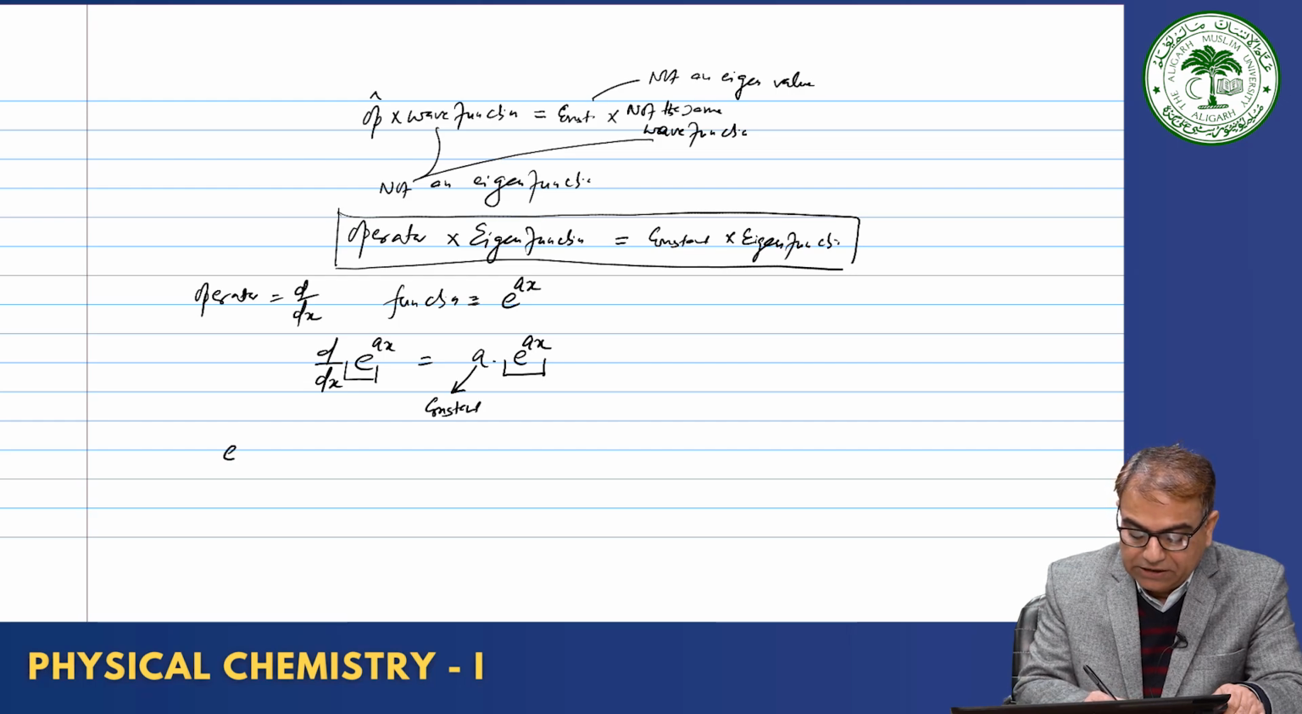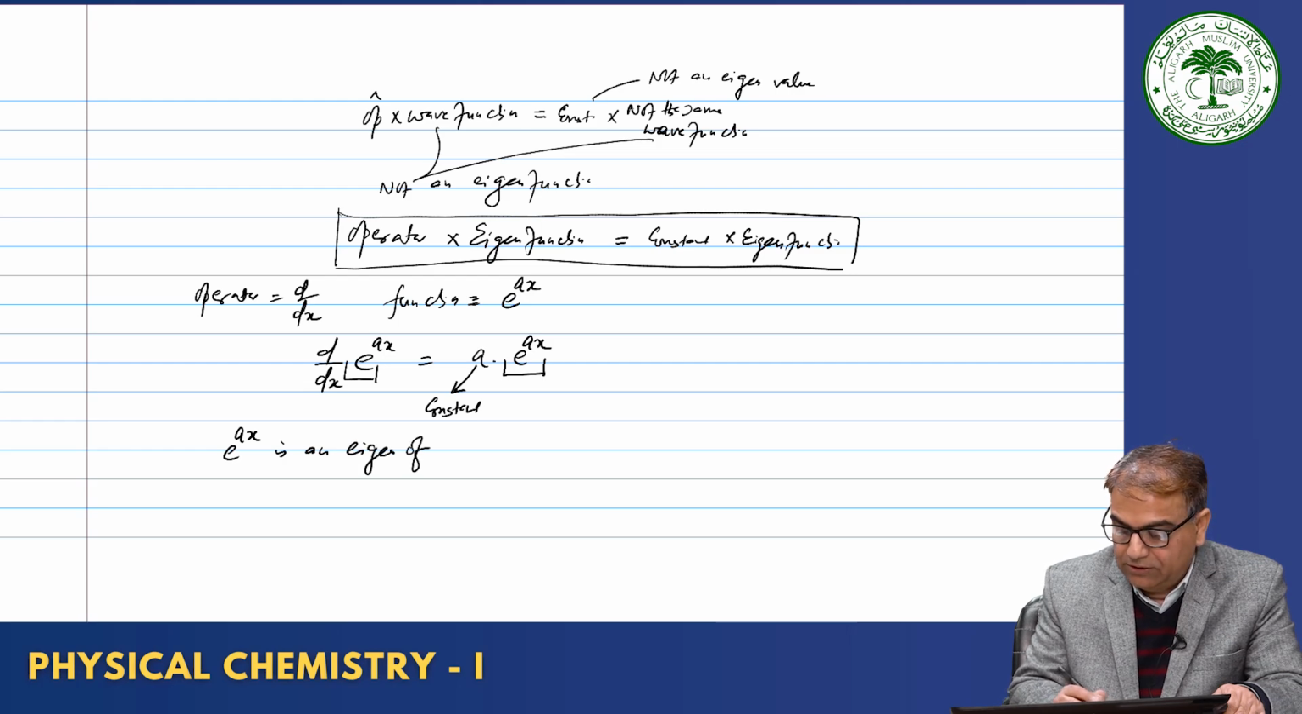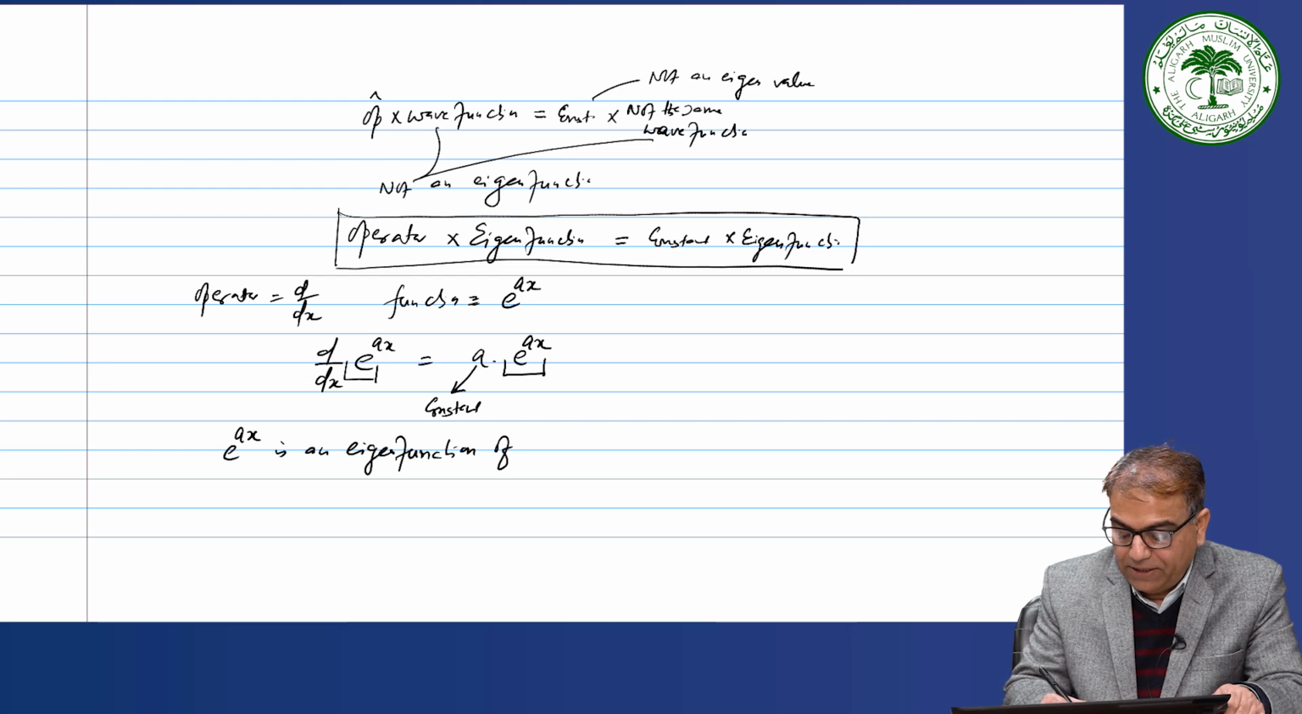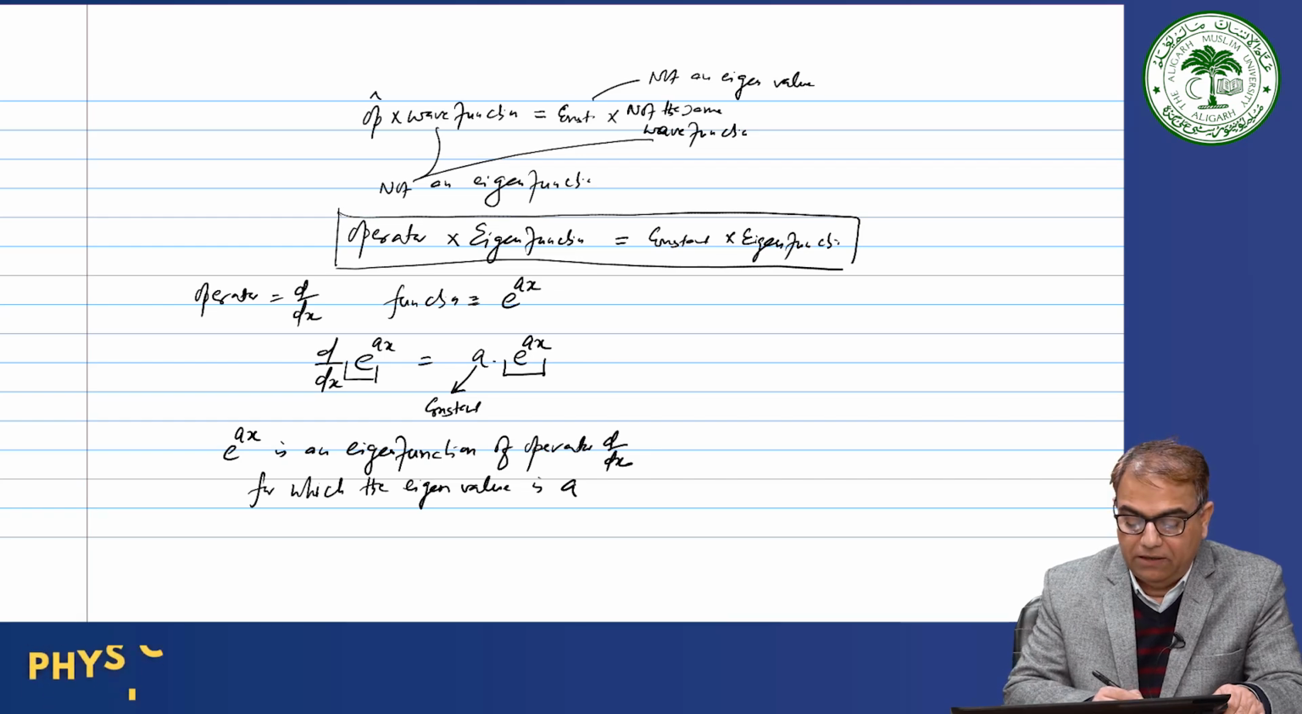and we say that exponential a x is an eigenfunction of the operator d dx for which the eigenvalue is a. Okay. So, now I hope it is clear that you must get the same function.